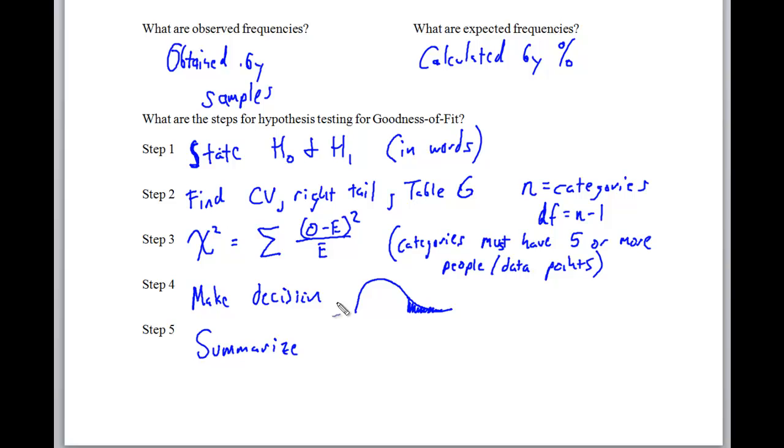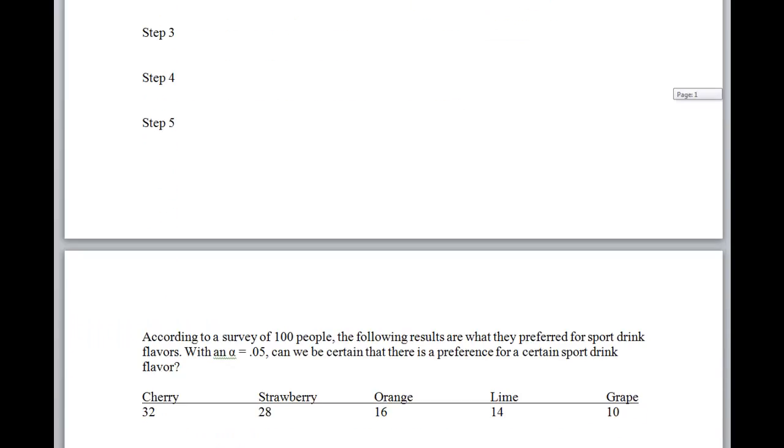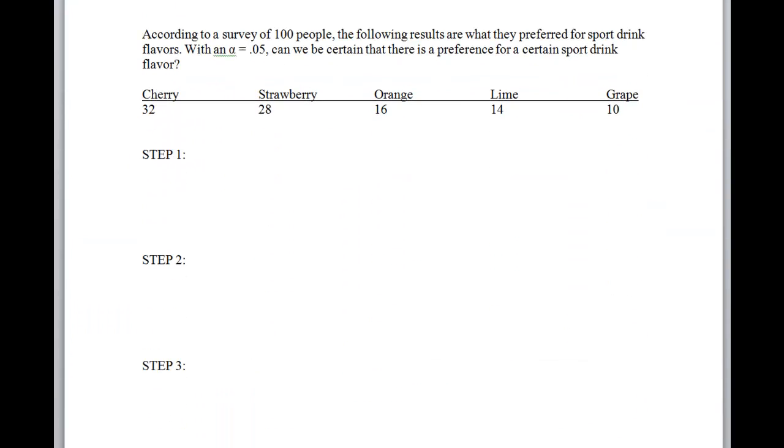So what we have is 3 of these hypothesis tests that we're going to do from the book. So let's go take a look here. All right. According to a survey of 100 people, the following results are how they preferred a sport drink flavor. Now, with an alpha of 5%, can we be certain that there's a specific difference for each sport drink flavor?